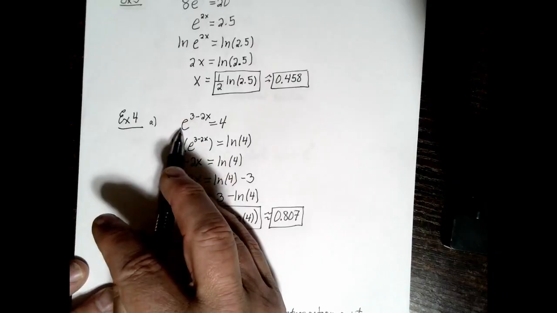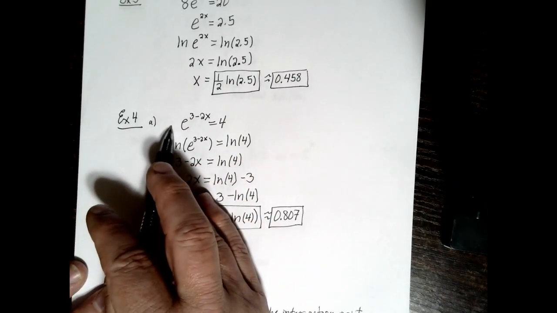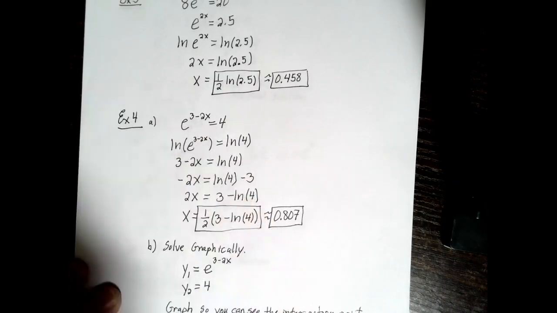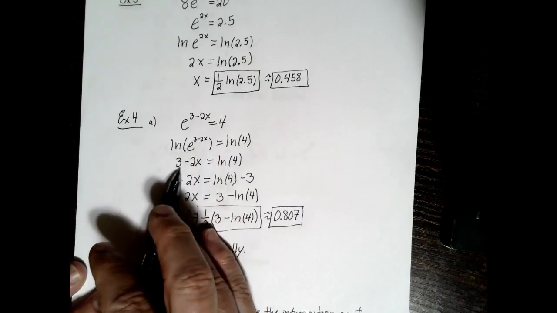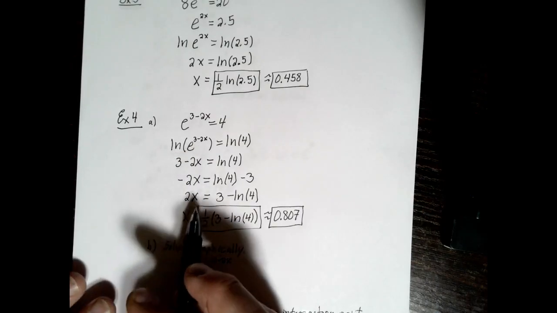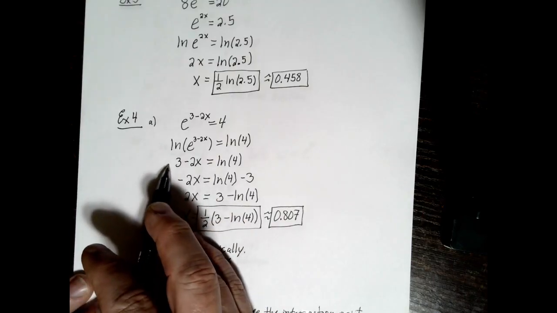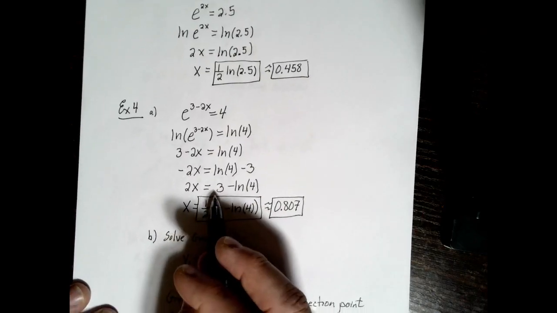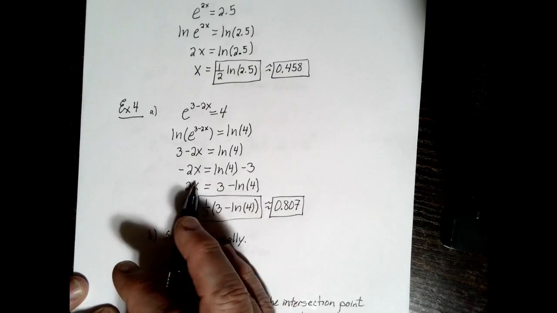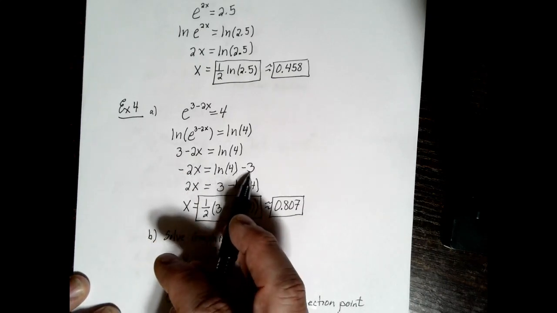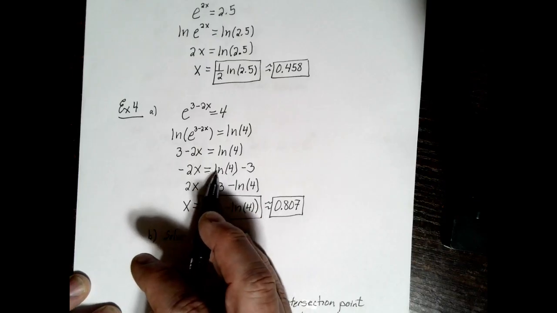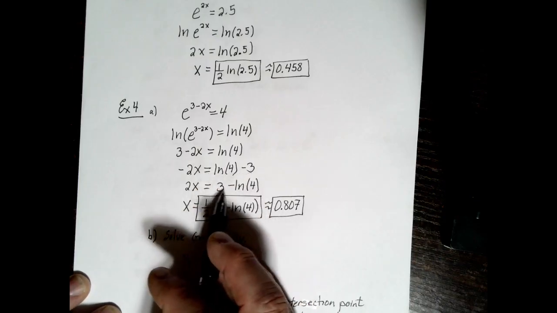Same idea here. You got e to a power equals 4, so you can take log base e of both sides. Log base e of e to the exponent is just the exponent. And now you subtract 3. And then if you multiply by -1, that makes that positive 2x. And when you multiply these by -1, the ln becomes negative and the 3 becomes positive, so you can write it this way instead.